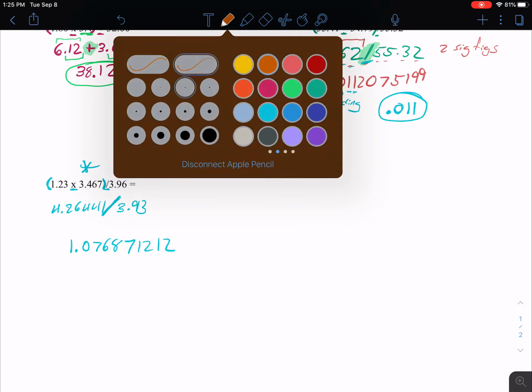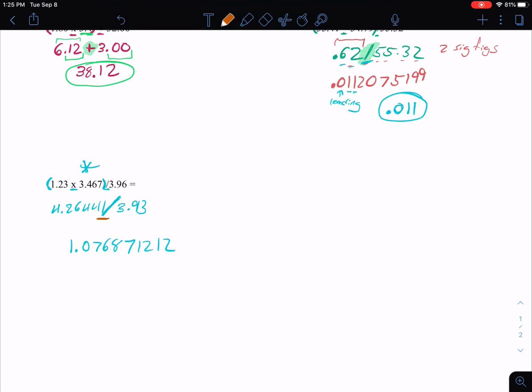What we're going to do again is follow the rules of the last step. Last step is division. So we're going to follow the rules for multiplication and division, which say that we're looking at sig figs, not decimal places. Well, this number here, 1, 2, 3, 4, 5, 6, has 6 sig figs. This has 3 sig figs. So the most number of sig figs we can have in the answer is 3.